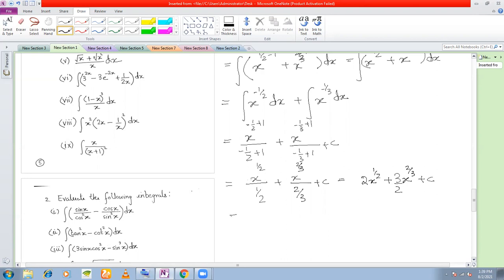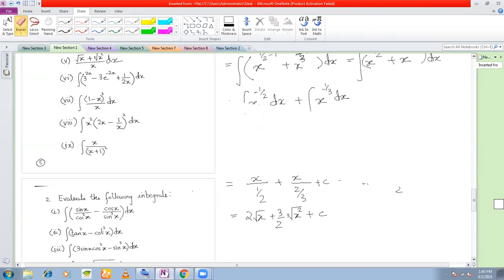Okay, you can write it in a better way also. You can write this as 2 root x plus 3 by 2. You can write this as cube root of x square plus c. Okay, that's your answer. Fine. Moving on to the next one. Now these are very, very easy sums, direct application of formula.